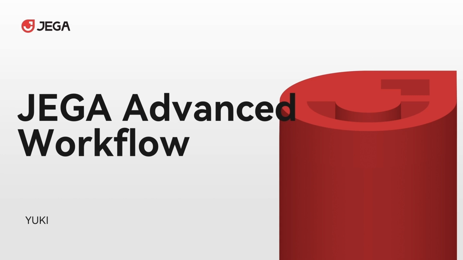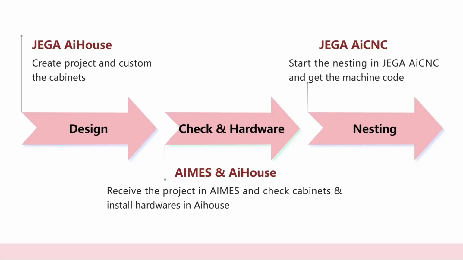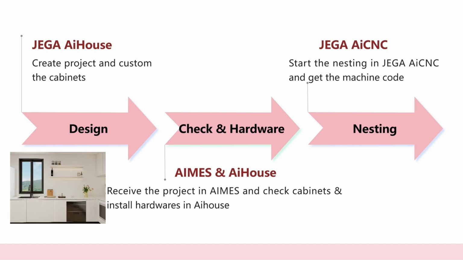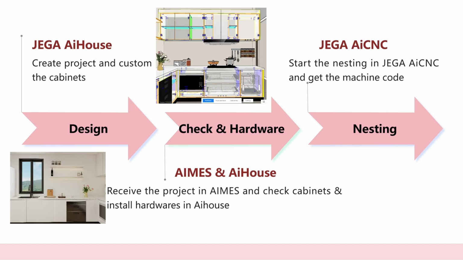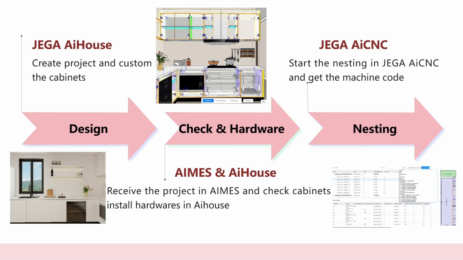In today's video, we are going to introduce the JEGA Advanced workflow with your guide. For JEGA Advanced, it includes three parts. The first is design, the second, cabinet checks and hardware installation. The third is to do the nesting. Or you can also consider it as three characters.